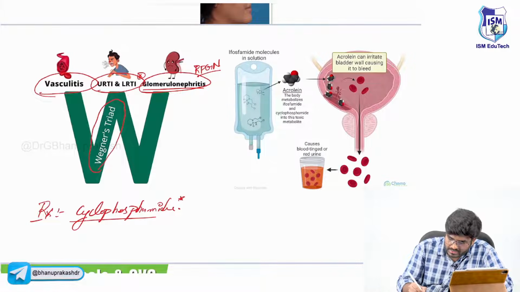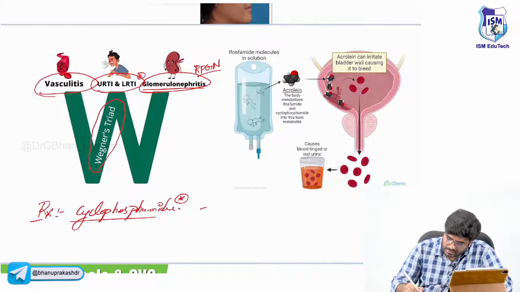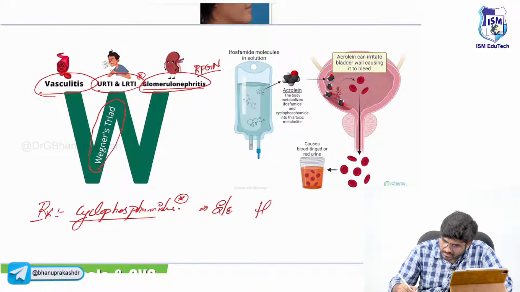It's cyclophosphamide, sir. It's a drug. So cyclophosphamide is a drug which we use for the treatment of Wegener's granulomatosis. But whenever you use cyclophosphamide, what's going to be the side effect? The side effect is going to be hemorrhagic cystitis.